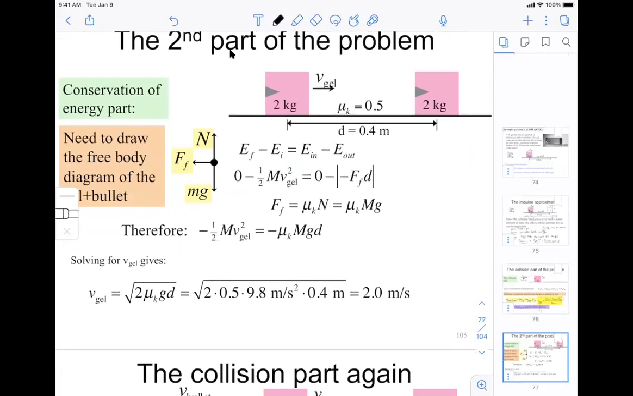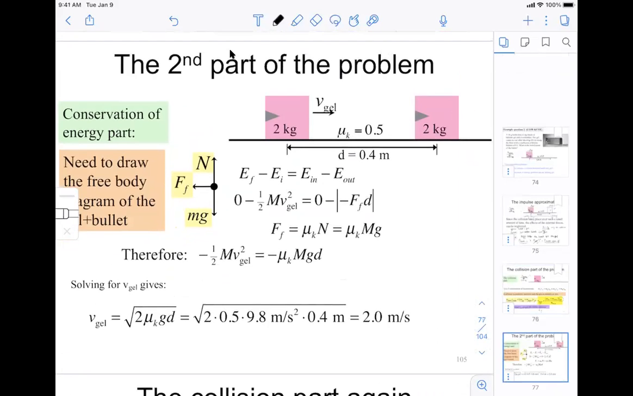Okay, so to use conservation of energy, again, I need to identify my system. Since my system is still bullet and gel, my system remains the same. It's the same system as before. And I need to identify an initial and final moment. So again, let's add these. The initial moment for the second part, for the sliding part, is right after the collision, but they have not yet started sliding.